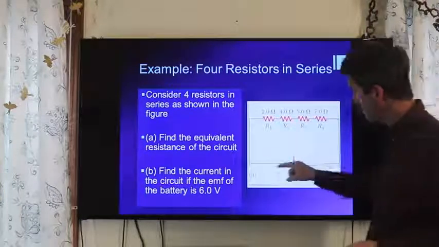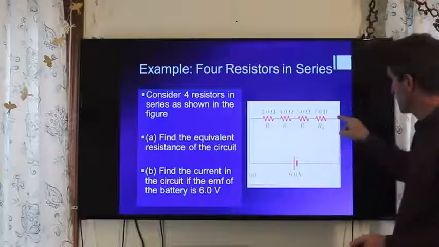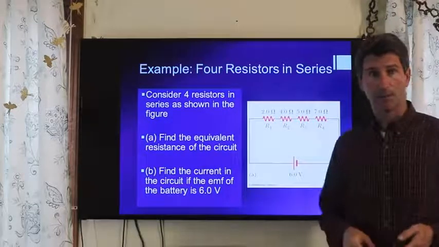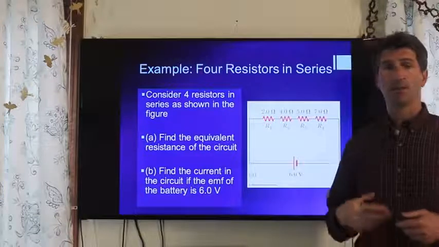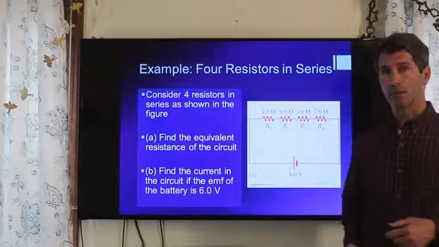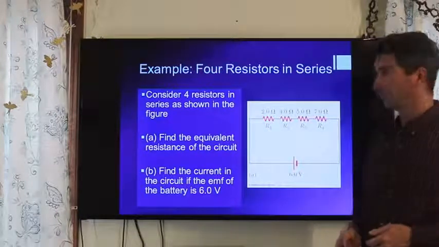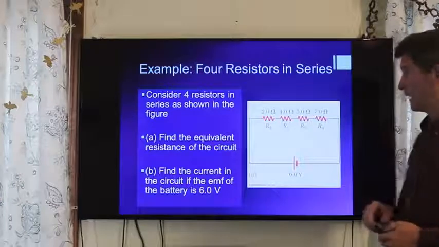Remember, if we follow the current, it's going to go through each individual resistor before it returns to the battery. So the current through 1 is the current through 2, is the current through 3, is the current through 4. Let's look at this mathematically.